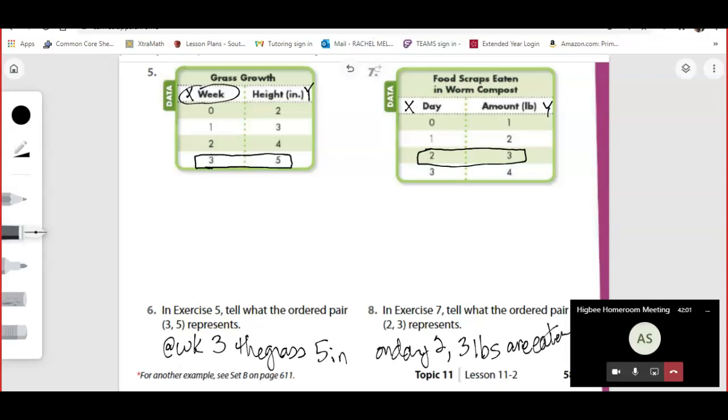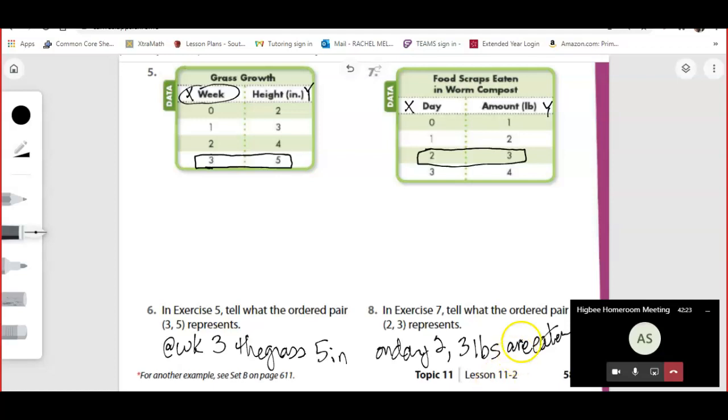Okay, so that's what 2, 3 means. That on day 2, 3 pounds are eaten. Okay, does that make sense, guys? Because you're going to see that on some questions later. Okay, so again, just go back to your labels and what do the labels mean? Okay, it doesn't have to be complicated.